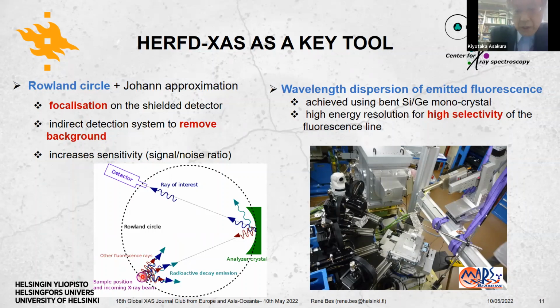Okay, thank you very much. So you use the sealed detector. What does it mean? Is it a special detector, special SDD?